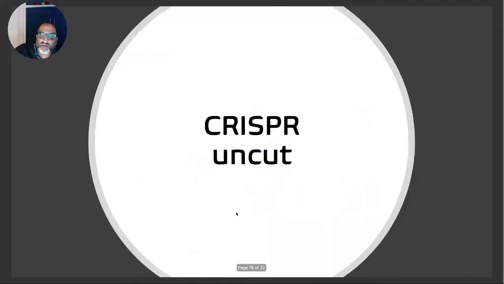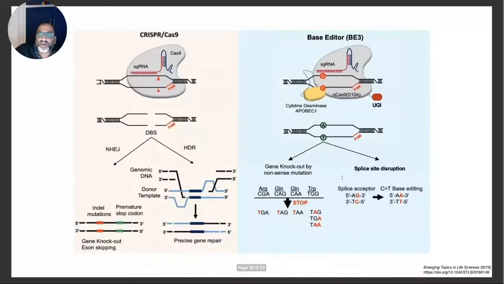But at the same time, the technology has moved on, and you'll be aware that there are variations of these technologies that can now edit the genome without actually causing the double-stranded breaks that we see with CRISPR-Cas9. So on the left here, and you've heard already this morning about how these enzymes work, we can either end up with a knockout or we can deliver a homology repair template.